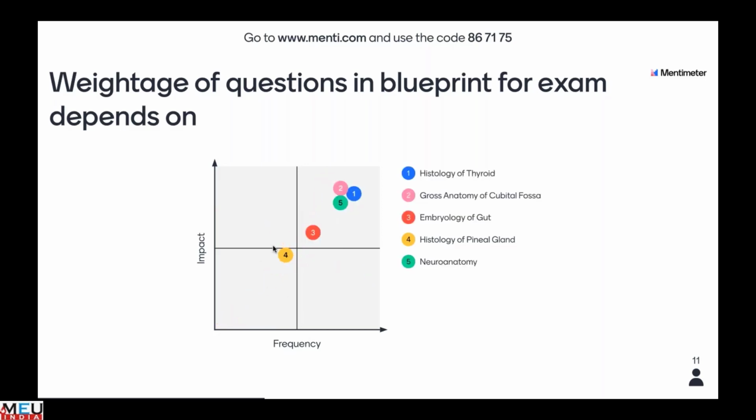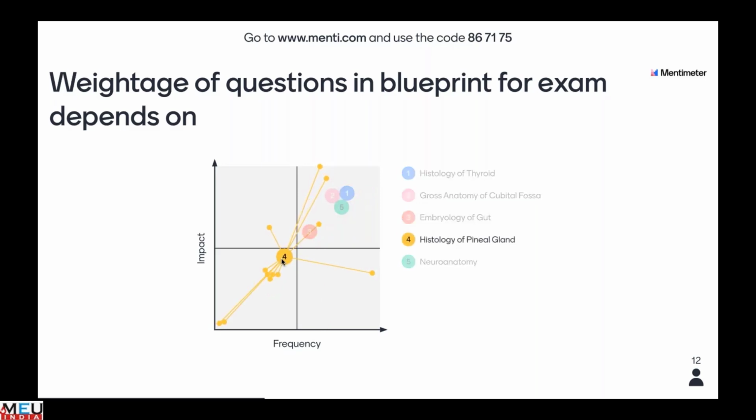So this question should definitely not appear in your exams, whereas the histology of thyroid gland has been given the most, people feel that it's both a high impact and a high frequency topic, followed by gross anatomy of the cubital fossa and neuroanatomy. So these three topics are a must in your exam blueprint, or should appear with more frequency or more weightage. More marks can be given for these three topics, and fewer marks for embryology of gut, looking at your frequency.